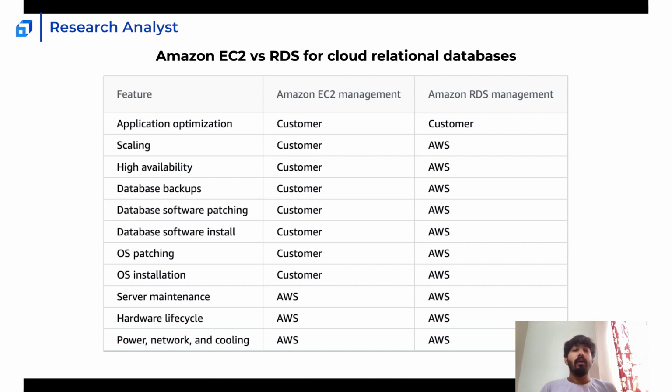So now, in this case, with Amazon RDS, you will only have to manage the application optimization, scaling, and high availability. The patching, the installation, the server maintenance, everything will be handled by AWS. So I think obviously RDS would be the right choice, right? If you want to go with cloud relational databases, you don't have to manage anything else. You just have to create it. AWS will manage everything else for you. So that's why you'll have to go with RDS.